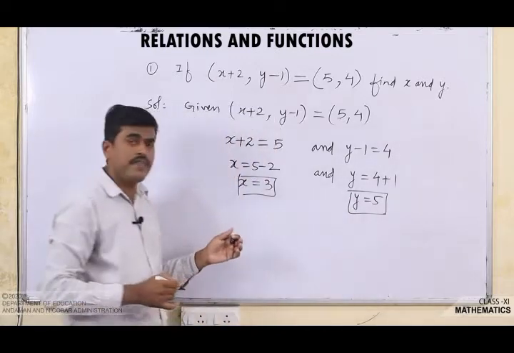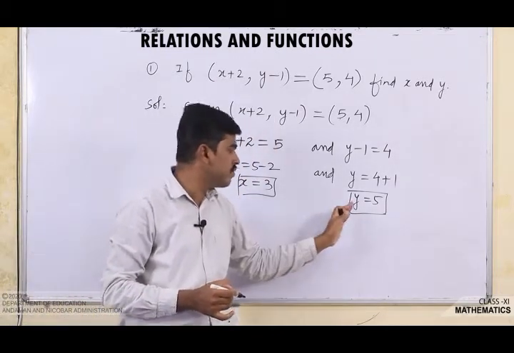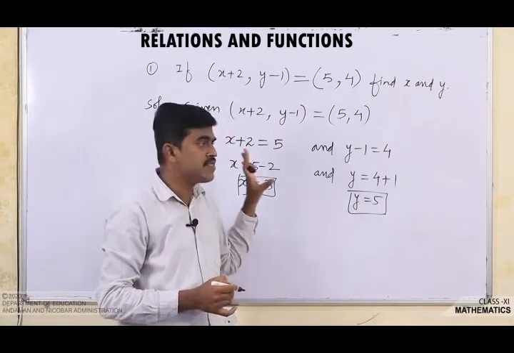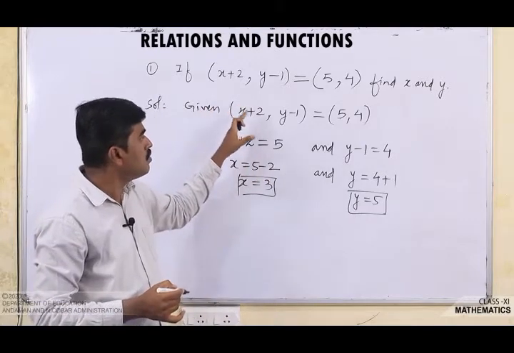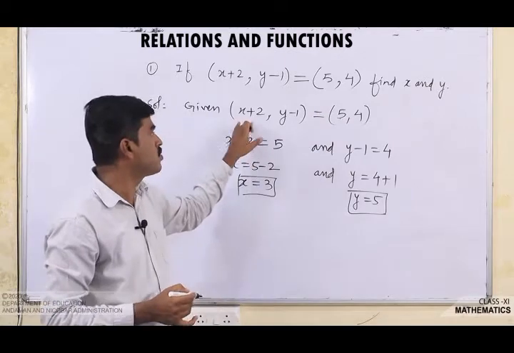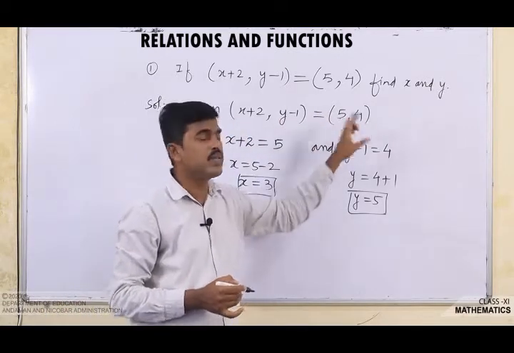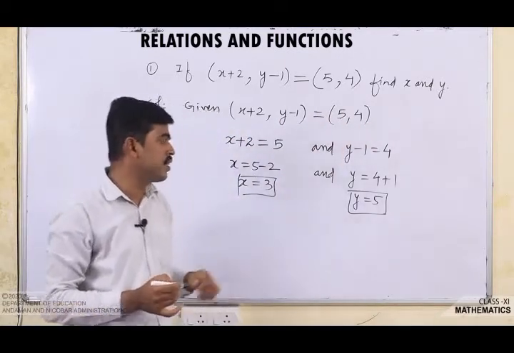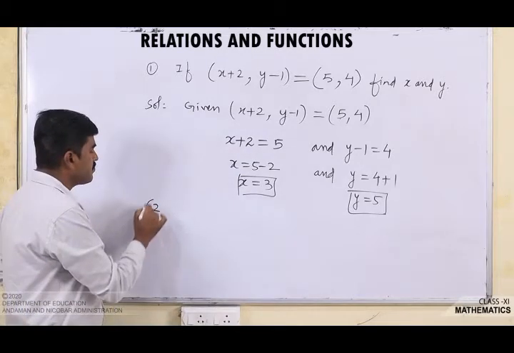So what are the values of x and y? x is equal to 3, y is equal to 5. This is a very simple question. You just have to take the equality of ordered pairs: x plus 2 is equal to 5, y minus 1 is equal to 4. Then solve these equations. Okay. Now let's see one more question.